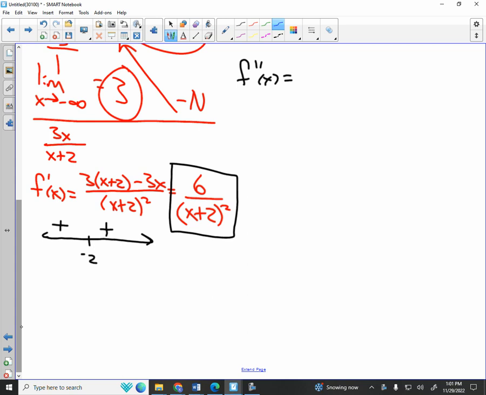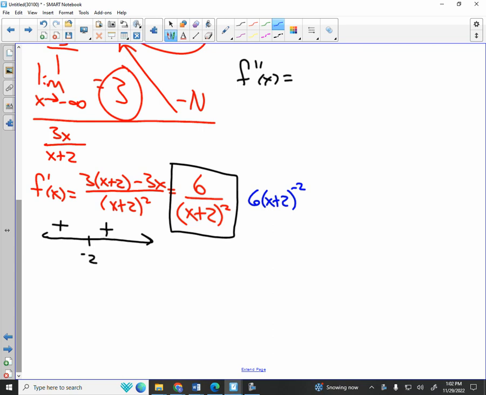Okay, here you go. Can somebody tell me how would be the most efficient way of taking that derivative? We know that the quotient rule is an option, but is there a better option? Yeah, if you write this as 6 times x plus 2 to the negative 2 power, everybody agree that those expressions are the same? And I would like to then use what rule?